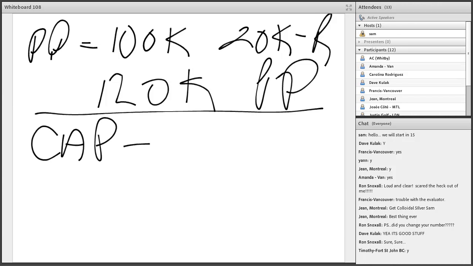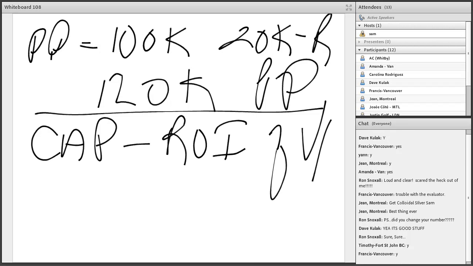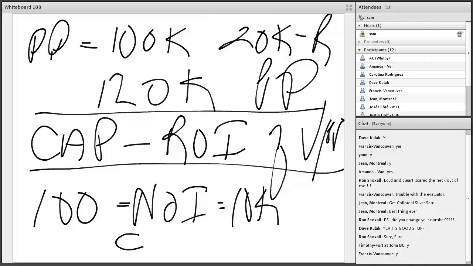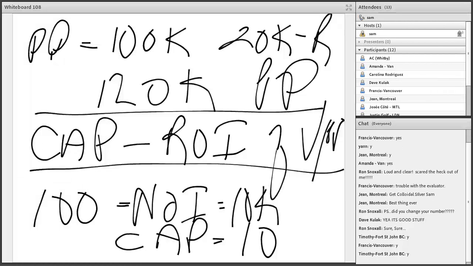Okay, so cap rate is basically ROI of value, or purchase price. So it always assumes that we're paying in full for the property. So 100K value with a net operating income of 10K gives us a cap rate of 10. Does everybody understand that? Is there any questions about that? Is everybody clear on that? If you're not, that's okay.